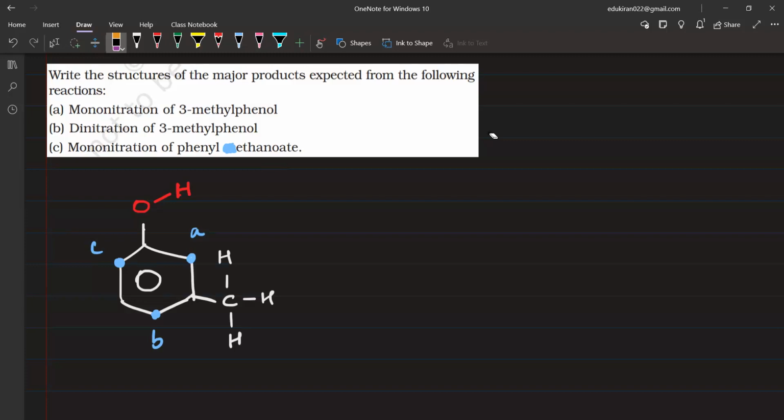And you will get a very little, or we can say negligible, amount of NO2 in the ortho position, because the A position is crowded. Yes or no? Please tell me, guys. Is this clear? Yes, sir. So even though A has high electron density, A cannot attack because of steric hindrance.